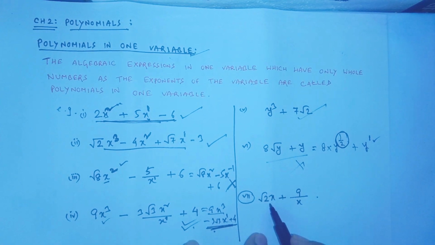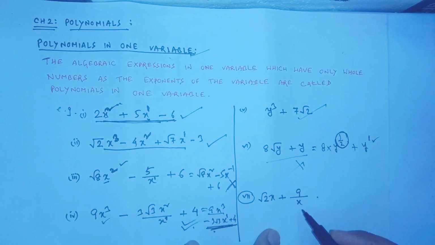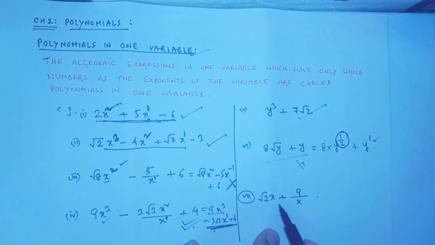This is root 2x. Be careful, this is root 2 into x. It is not the whole root of 2x. So root is there only in 2. Root 2x plus 9 by x. One thing is clear, it is only in one variable x. Now let us check whether it is a polynomial or not.